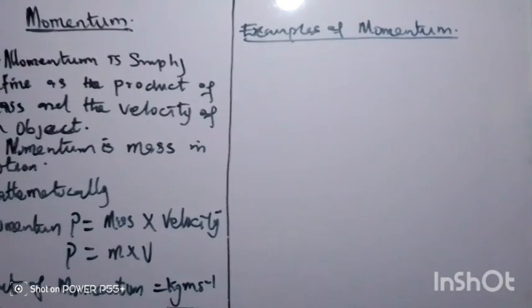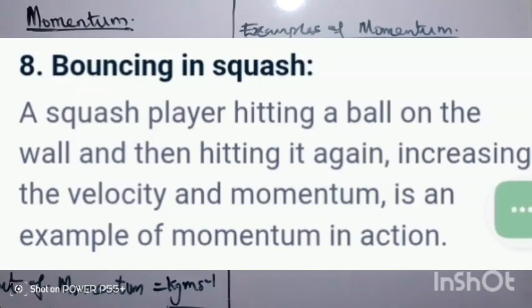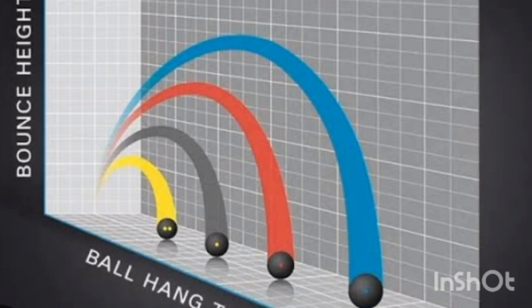Number eight example, as shown on the screen, bouncing in squash. That is, a squash player hitting a ball on the wall and then hitting it again, increasing the velocity and momentum, is also a typical example of momentum in action.